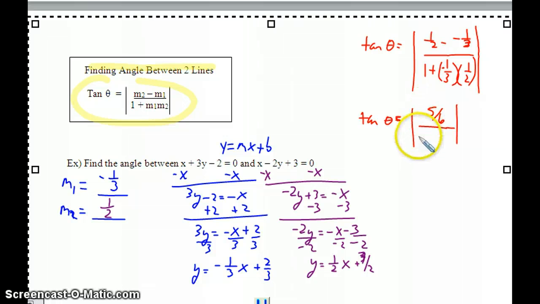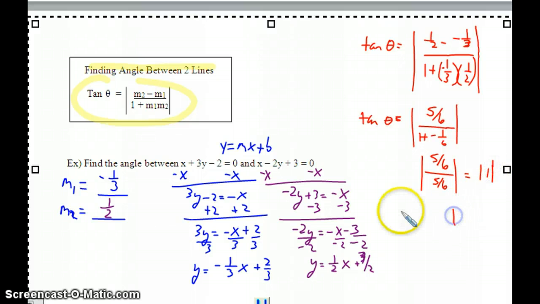And let's see, algebraically we would do our multiplication next. We get 1/6. So now this is 5/6 over 5/6. Again, the absolute value of that is 1, and the absolute value of 1 is 1. So what I end up with is the tangent of theta equals 1.